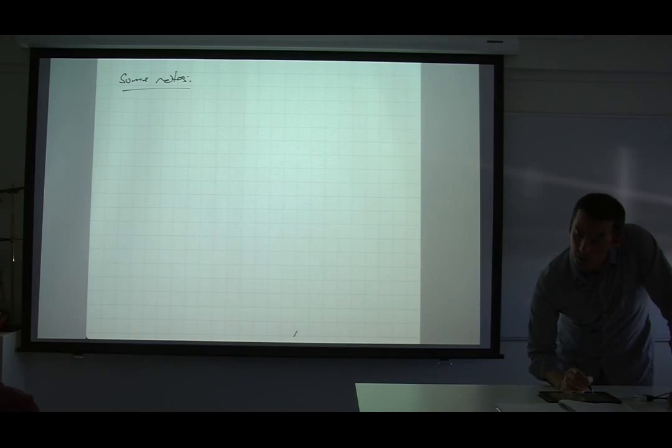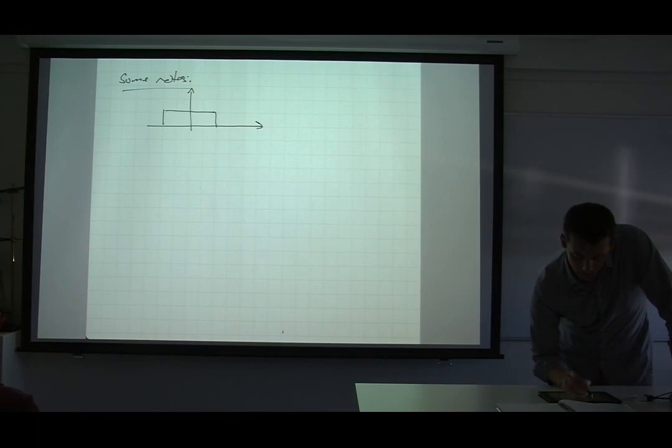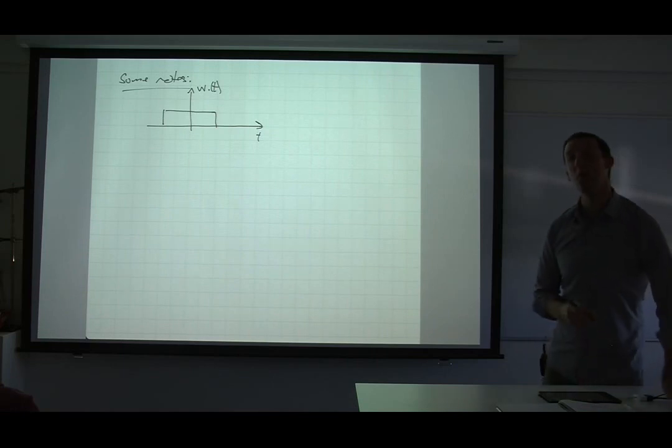I think draw the pictures first. We haven't really had a chance to talk about this, although hopefully you got a chance to observe some of this when you did the filters lab last week or the week before. We've talked a bit about this before in the past. W1 of t. If I have a time window, this is about the shape of the window.